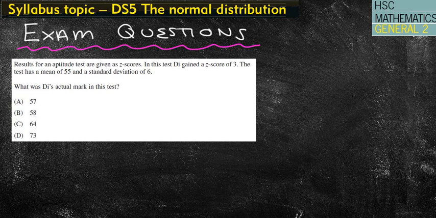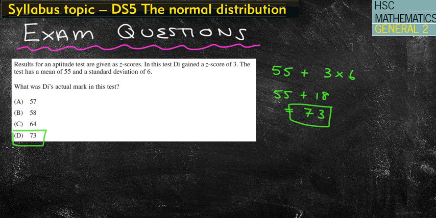What was her score? Well, she got a score of 55, and we're going to add to that the z-score of positive 3, so we're going to times that by 6. So 55 plus 18, and that gives us a score of 73, so my answer there will be D.